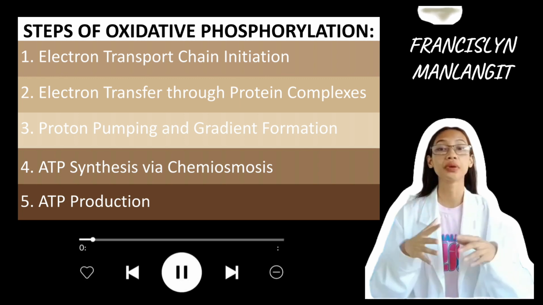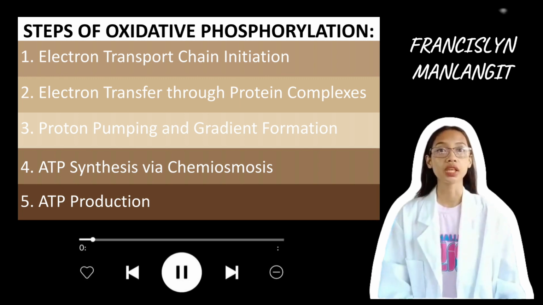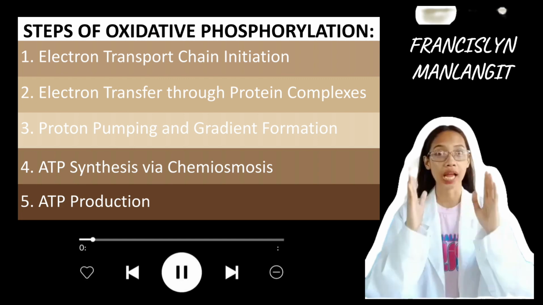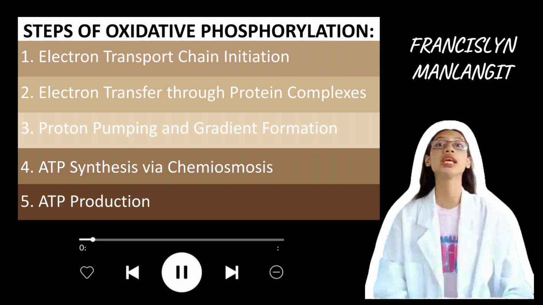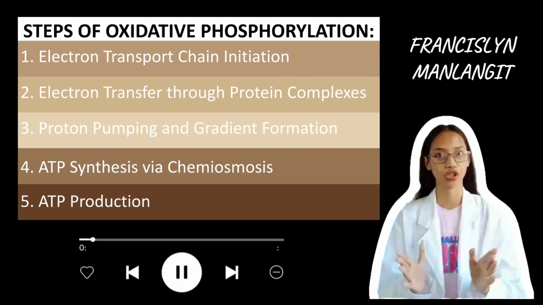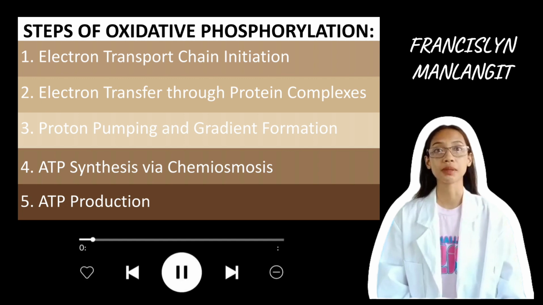Each protein complex plays a specific role in accepting, transferring, and passing on the electron to the next complex, creating a flow of energy. The third step is proton pumping and gradient formation.